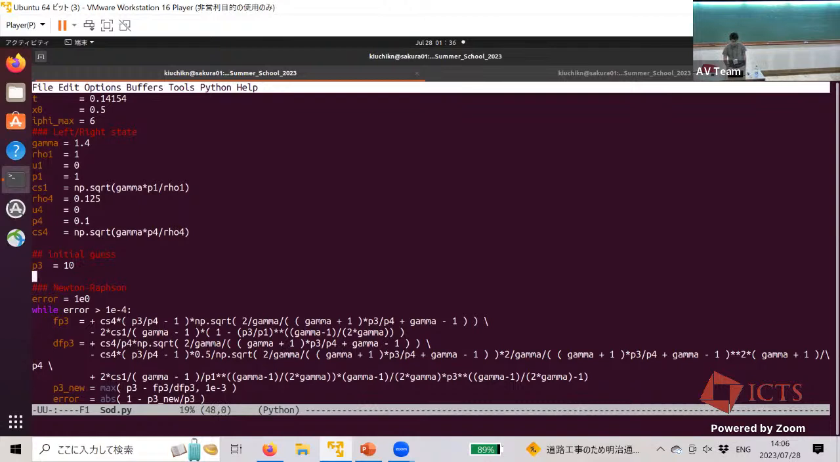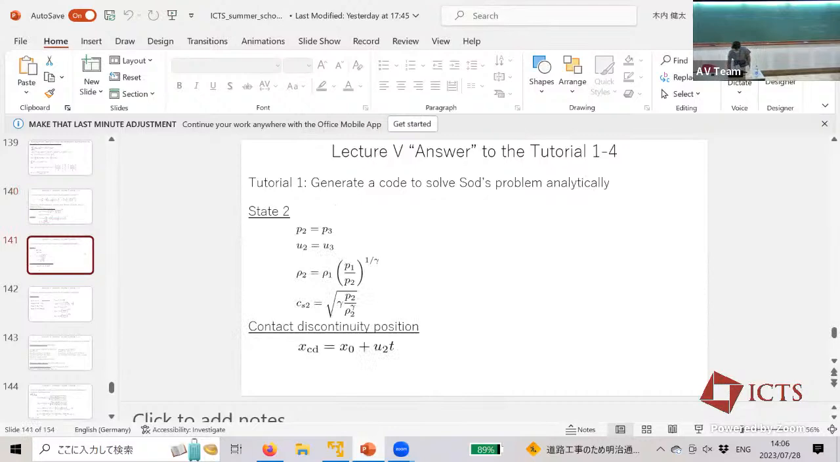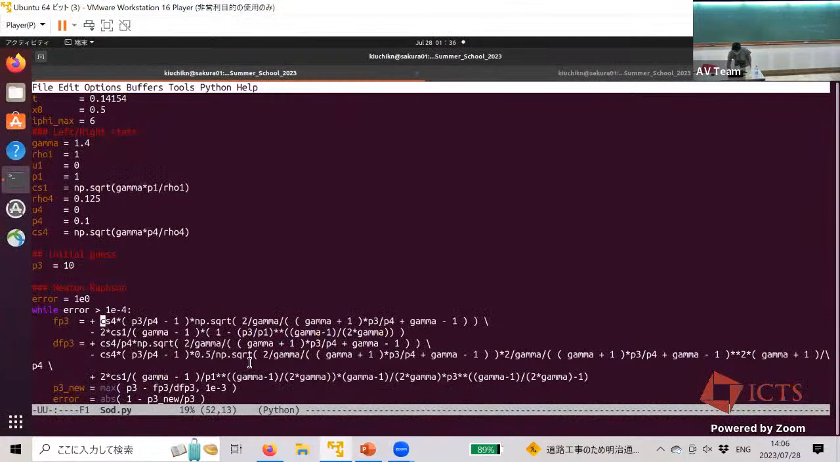Okay, here is the main part of the Newton-Raphson method. The solution is where the left-hand side term minus the right-hand side term equals 0, so I defined here F as the left-hand side term minus the right-hand side term. Here are our left-hand side term and right-hand side term. In Newton-Raphson, you need to evaluate the gradient dF/dP3 as a function of P3. So you analytically calculate the differentiation of this equation in terms of P3.